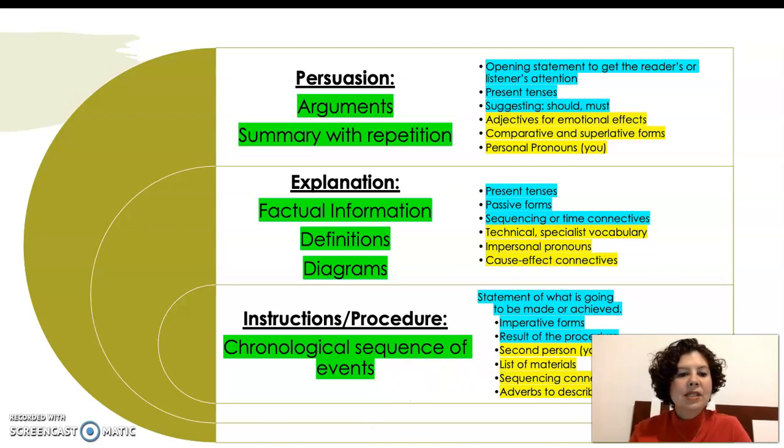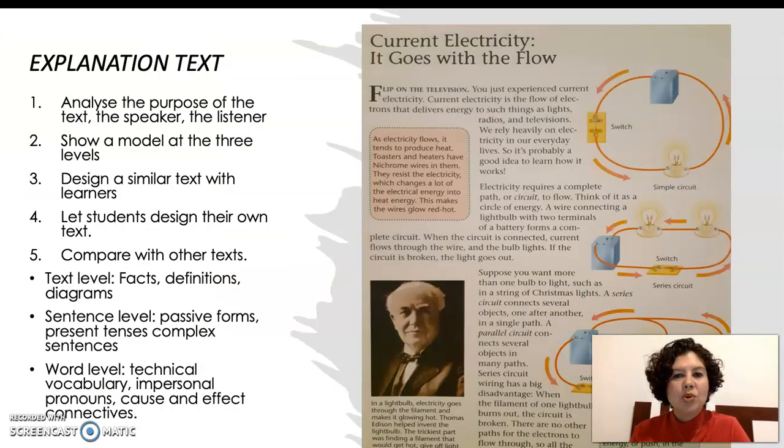Okay, let's see one example so you know how to teach using the genre approach. Okay, remember we're using the genre approach, so we're going to follow the steps from the genre approach in order to work with CLIL. Okay, we have one example here. This is an explanation text, so you're going to analyze with your students here. Step number 1, analyze the purpose of the text, the speaker, or in this case the writer, and the listener or the reader. Okay, step number 1, we analyze with the students.